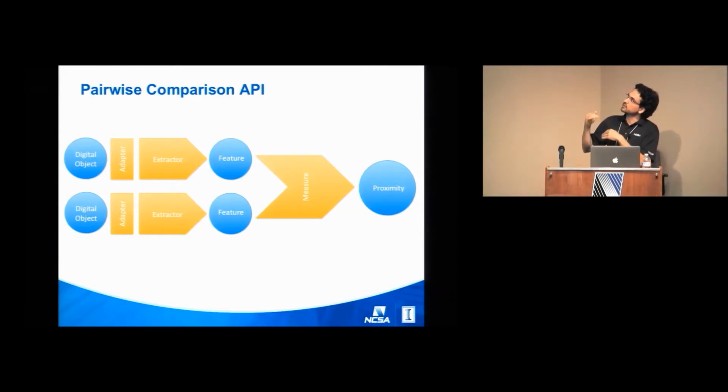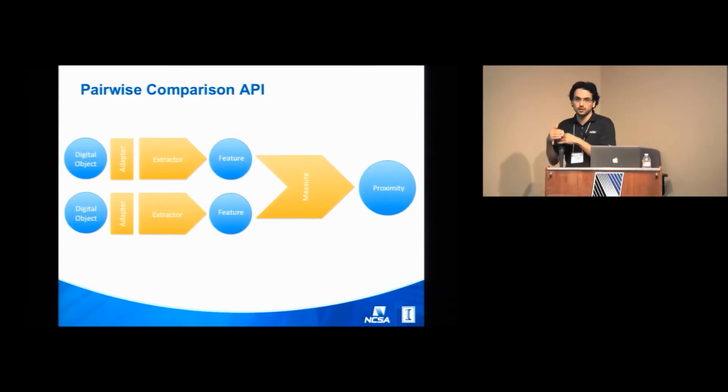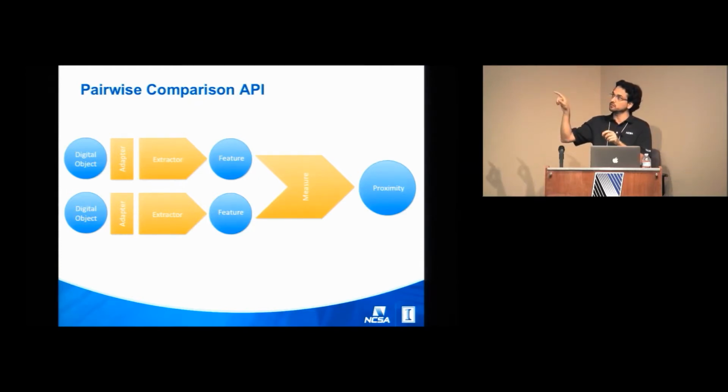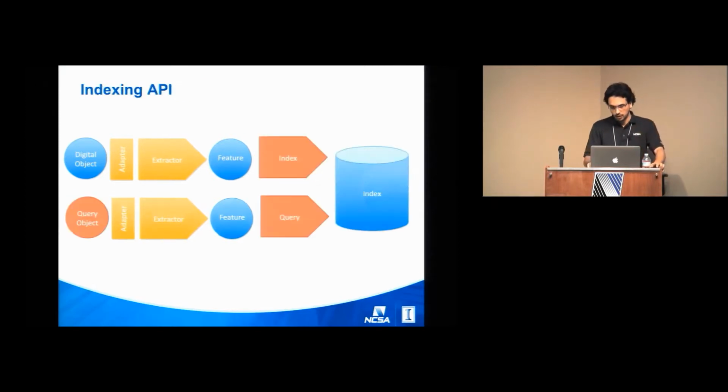Then in the case of the pairwise comparison, we have these measures, which given two features of the same type, are able to give you a proximity value back, right? And so this framework allows you to have building blocks, so you can implement many different versions of these building blocks, and eventually you throw it two files and get a number back, right? So that's what Versus is trying to simplify.